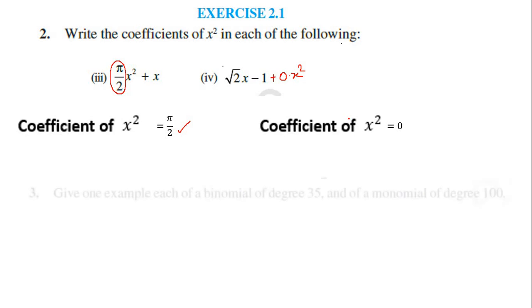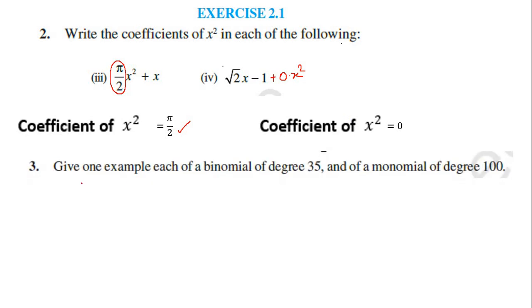So next I will discuss question number 3. You need to find an example of a binomial of degree 35 and a monomial of degree 100. You can see there can be several examples for these two. So one of them I am taking, degree 35. It means the power of the variable should be 35, like I have written here x to the power 35 plus 100, because I need to write a binomial.